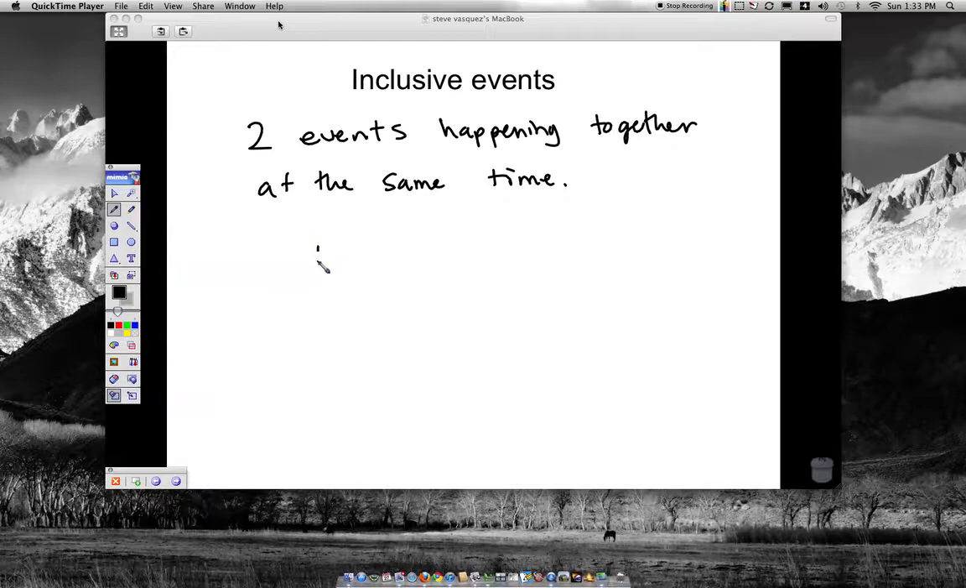The rule for this is you're going to take the probability of the first event, A. You're going to add to it the probability of the second event, B, and then you're going to subtract away the probability of them happening at the same time.